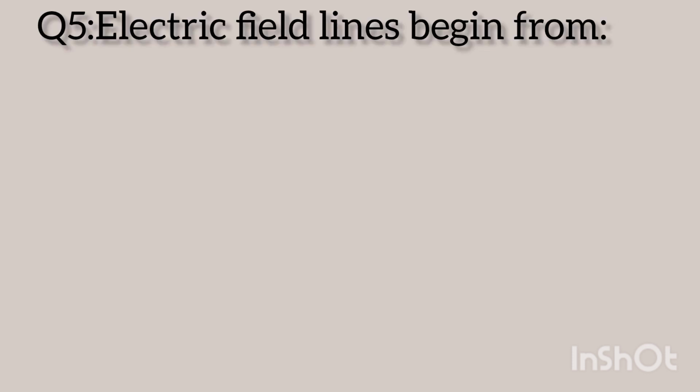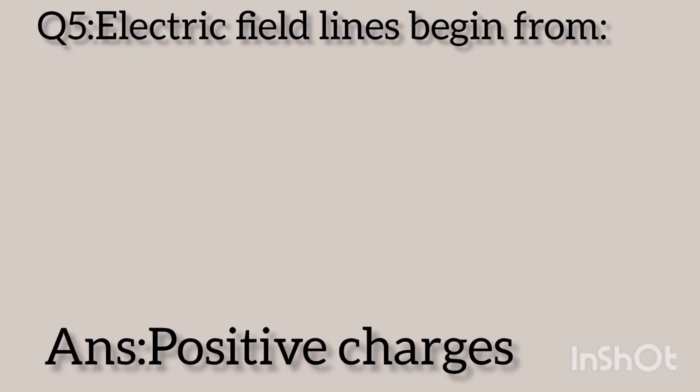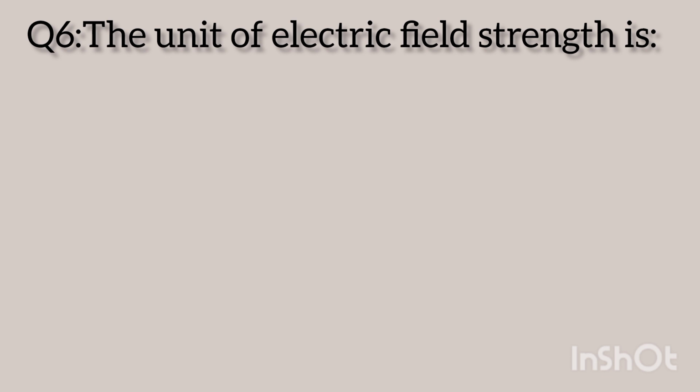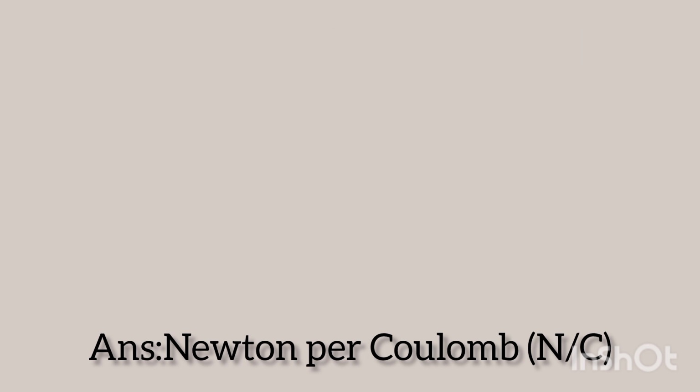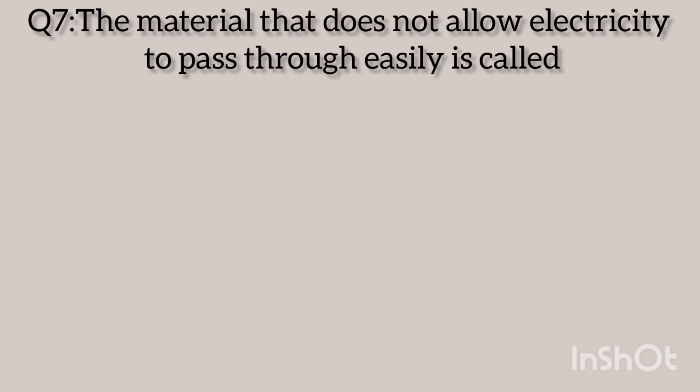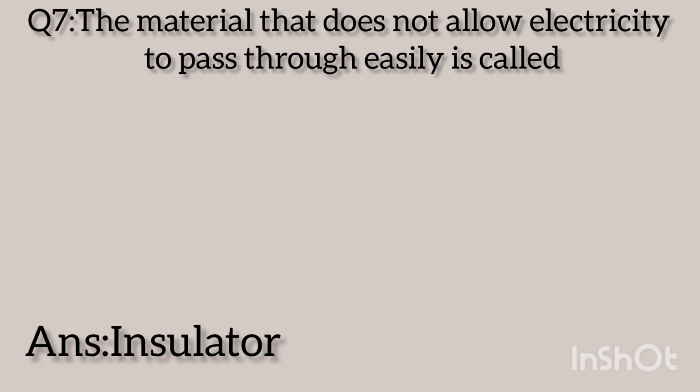Question 5. Electric field lines begin from answer positive charge. Question 6. The unit of electric field strength is answer Newton per coulomb, N/C. Question 7. The material that does not allow electricity to pass through easily is called answer insulator.